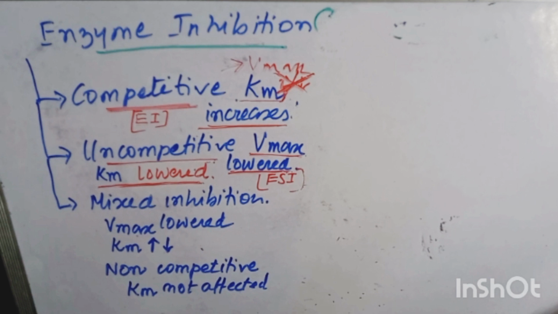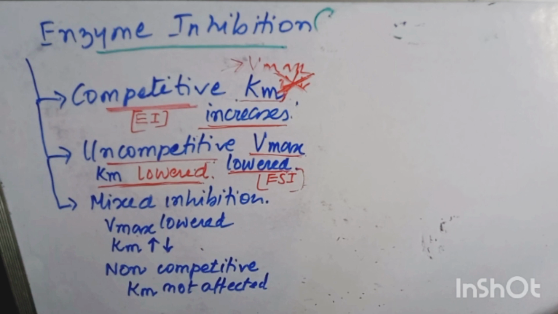So uncompetitive inhibitor is a different type of inhibition. Competitive inhibitor will bind to the free enzyme only, and it will form the enzyme inhibitor complex, whereas uncompetitive inhibitor will bind to the enzyme substrate complex and form the enzyme substrate inhibitor complex. So that is the uncompetitive inhibitor. The mixed inhibitor will have properties of both.